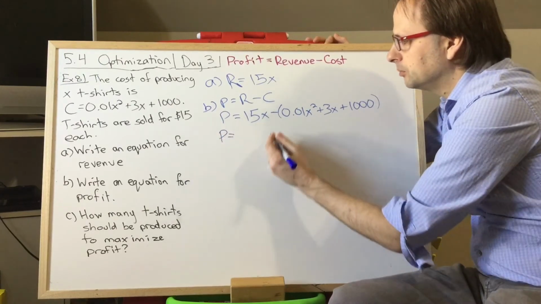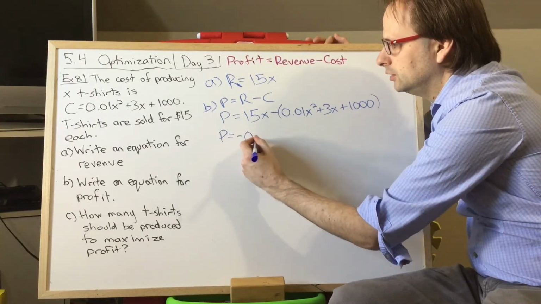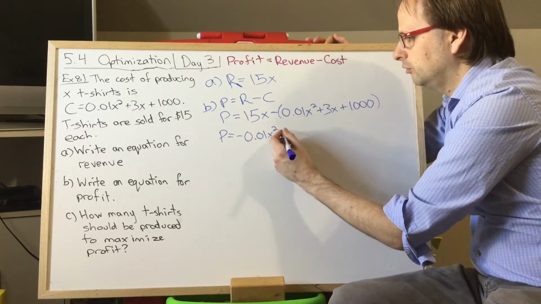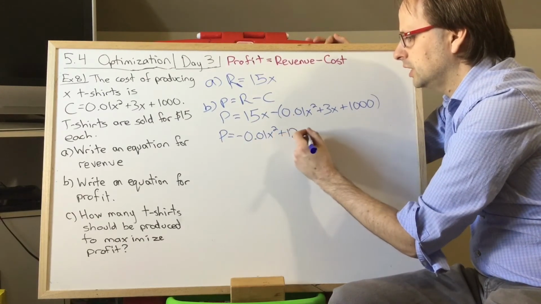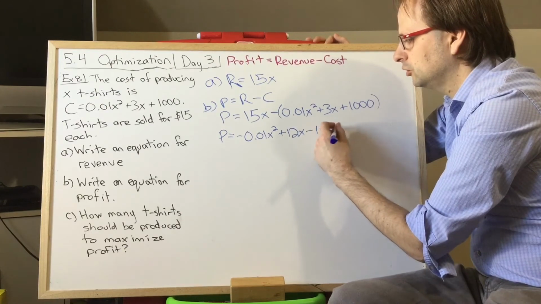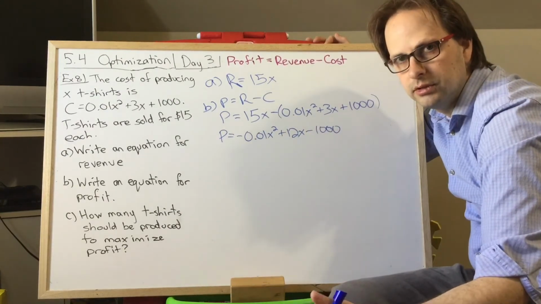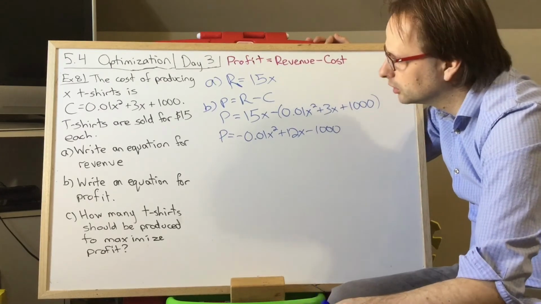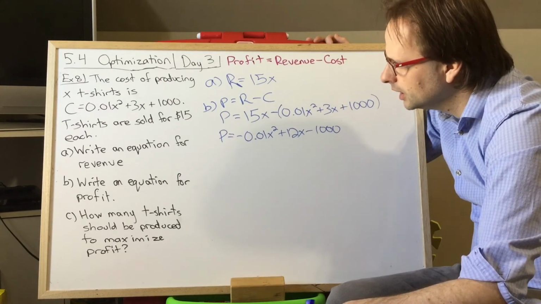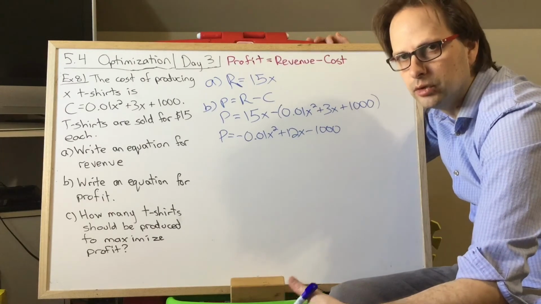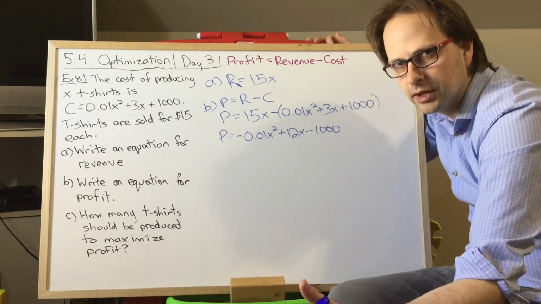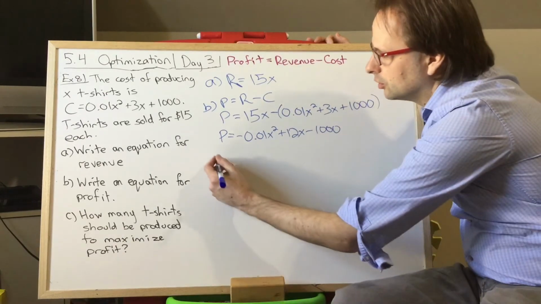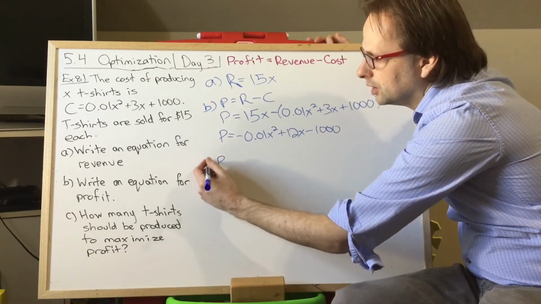Let's simplify a little bit. Okay, so we have negative 0.01x squared, we have 12x, and we have negative 1,000, meaning that if you sold 0 t-shirts, you would have a profit of negative $1,000, or you'd be in the hole $1,000. Now to find the max on this, we could use grade 11 stuff, but let's keep going with our calculus techniques. So we'd go for part C.